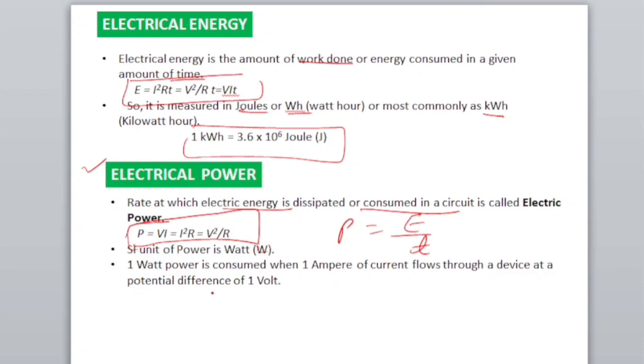So what is the unit of power? 1 watt is consumed when 1 ampere of current flows through a device at a potential difference of 1 volt.